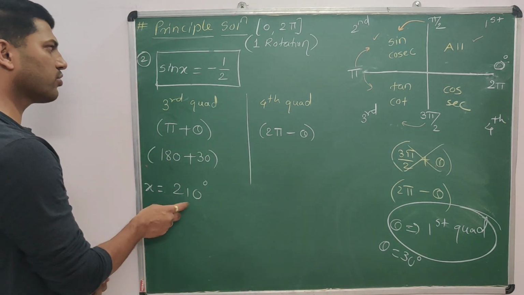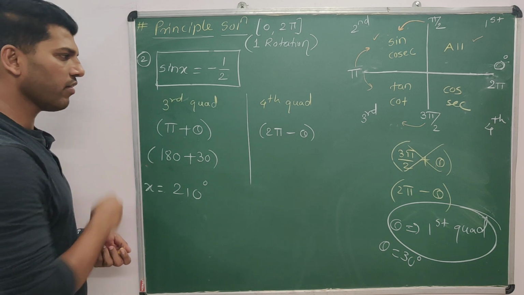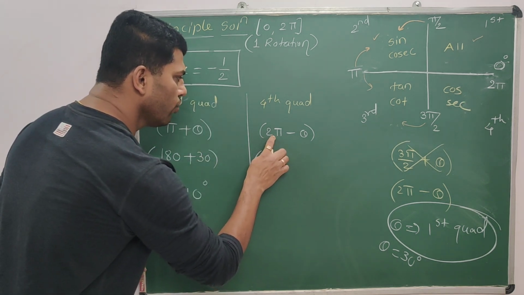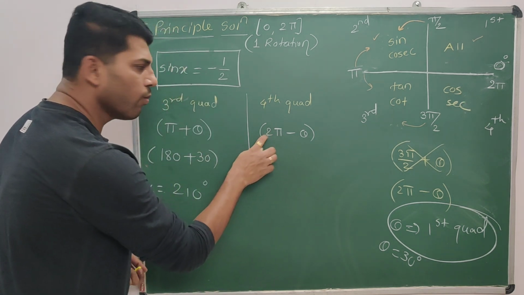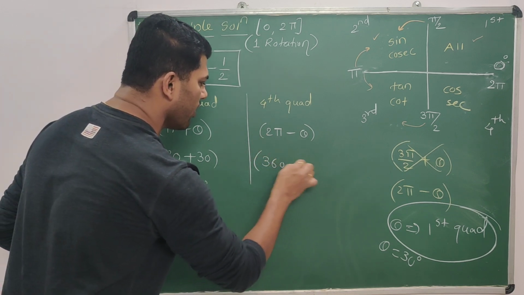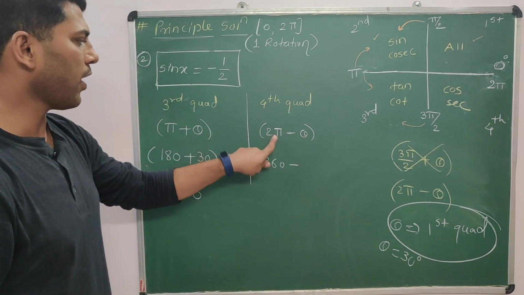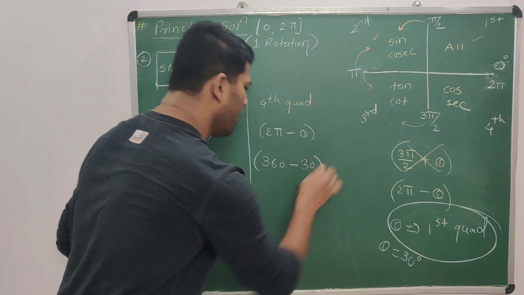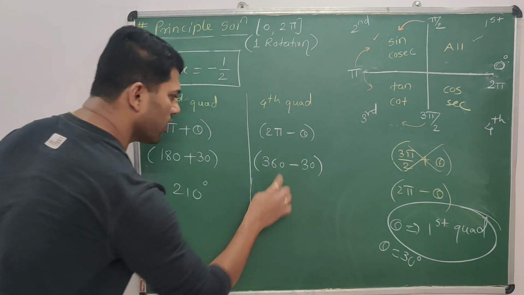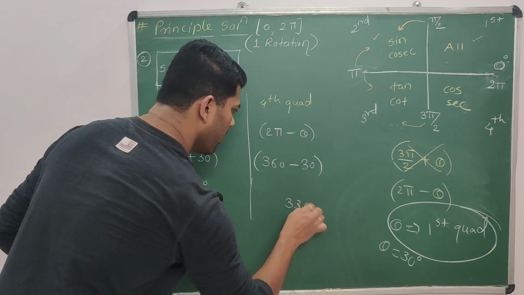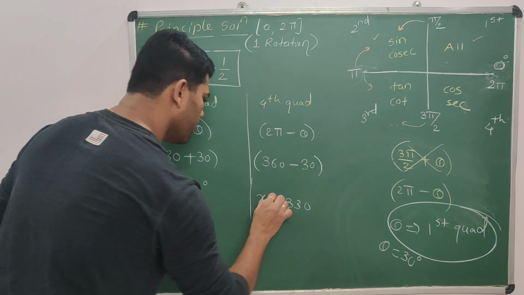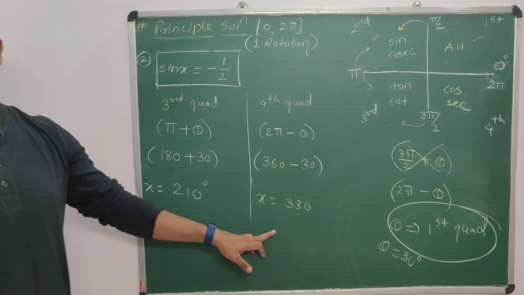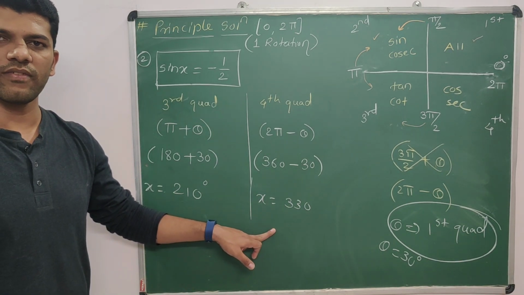So this is the first solution of this equation. The second solution: see, 2 pi, pi means 180, 1 into 2 means 360 degrees, so 2 pi means 360, minus theta, and theta is the basic angle, which is 30 degrees. So 360 minus 30, how much is it? 330 degrees. So right, this is the second solution from the fourth quadrant.